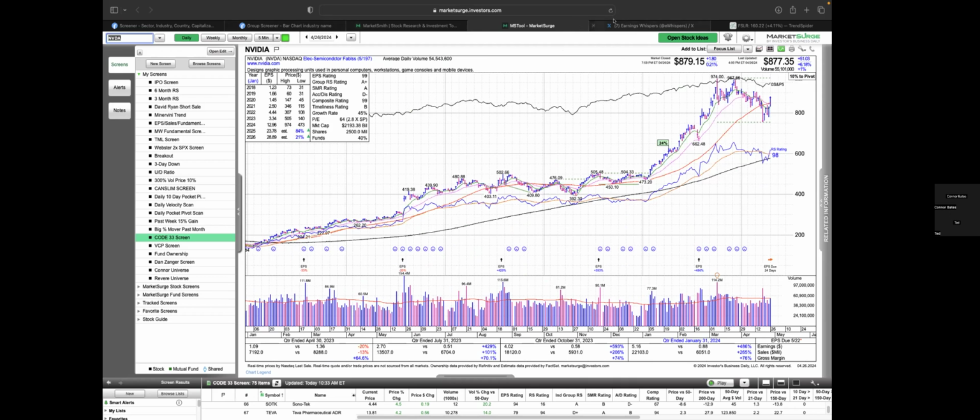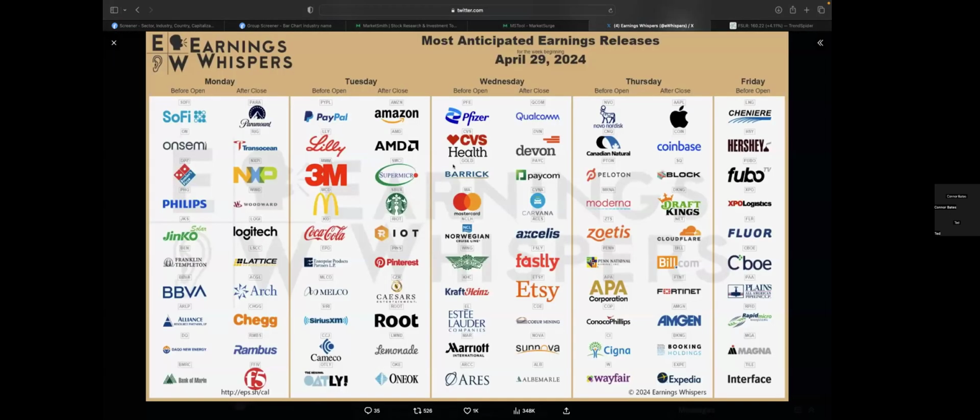Now jumping to earnings. Another busy week of earnings ahead. Some big names reporting this week. Earlier on Tuesday, we have Amazon, AMD, Supermicro, IoT, Eli Lilly. So some big market stocks along with some growth names. And then later in the week, Apple, Coinbase, Square, DraftKings. So another hectic week and some more volatility.